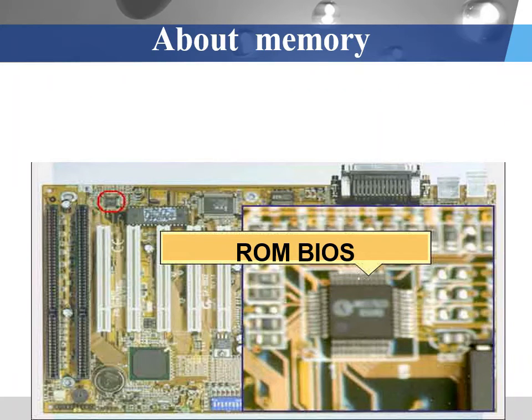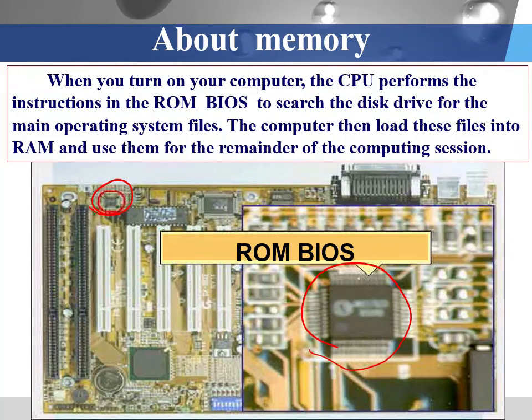This part is the BIOS. This is the ROM. When you turn on your computer, the CPU performs the instructions in the ROM BIOS to search the disk drive for the main operating system files, and the computer then loads these files into the RAM and uses them for the remainder of the computing session.